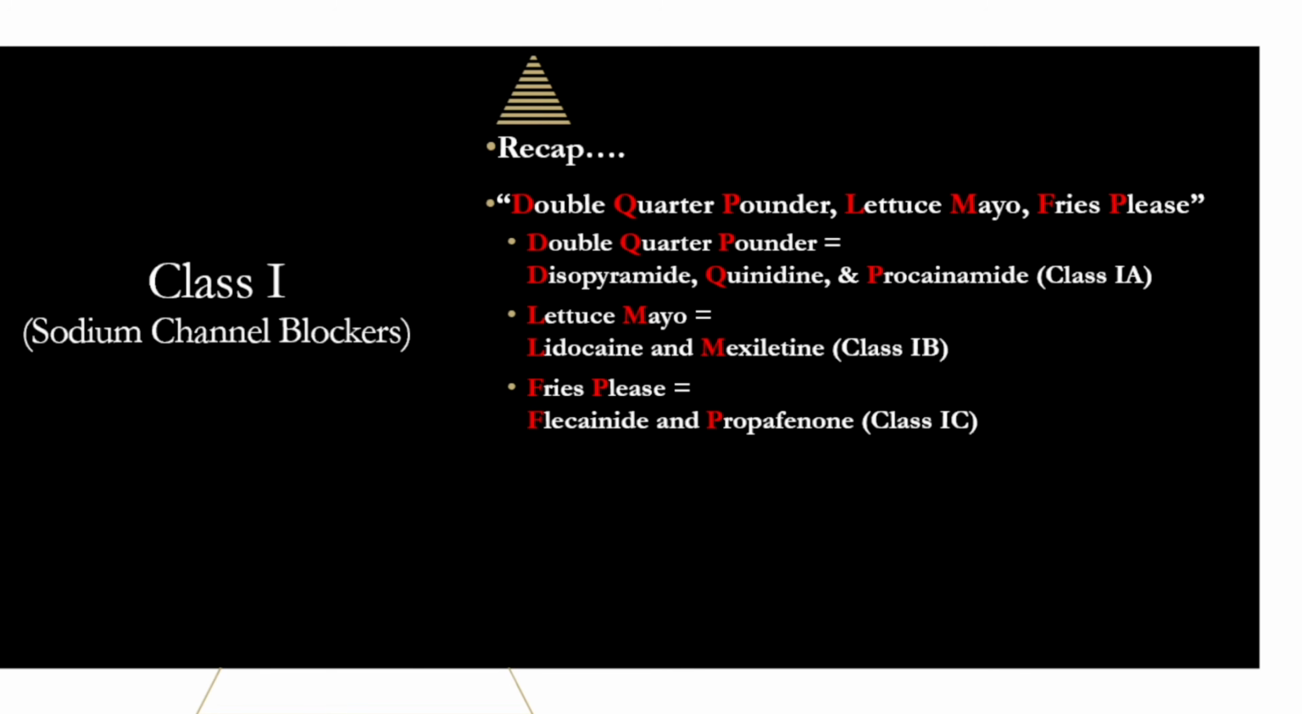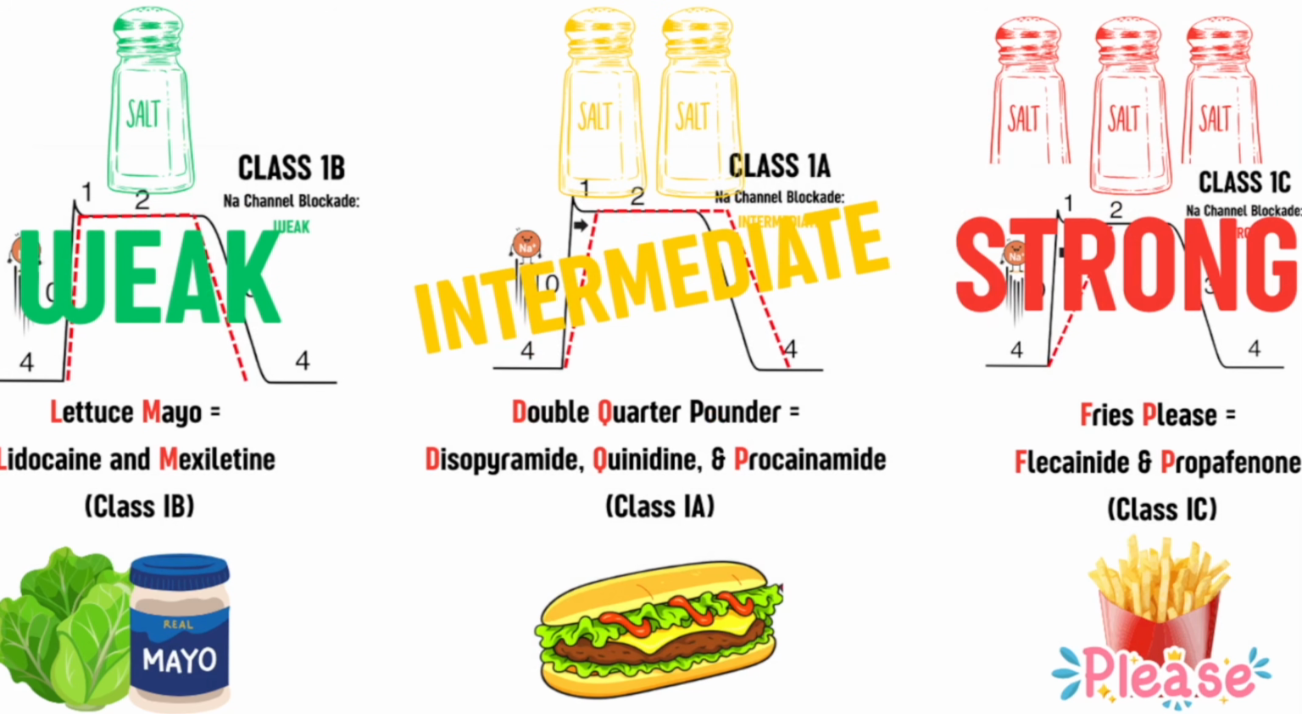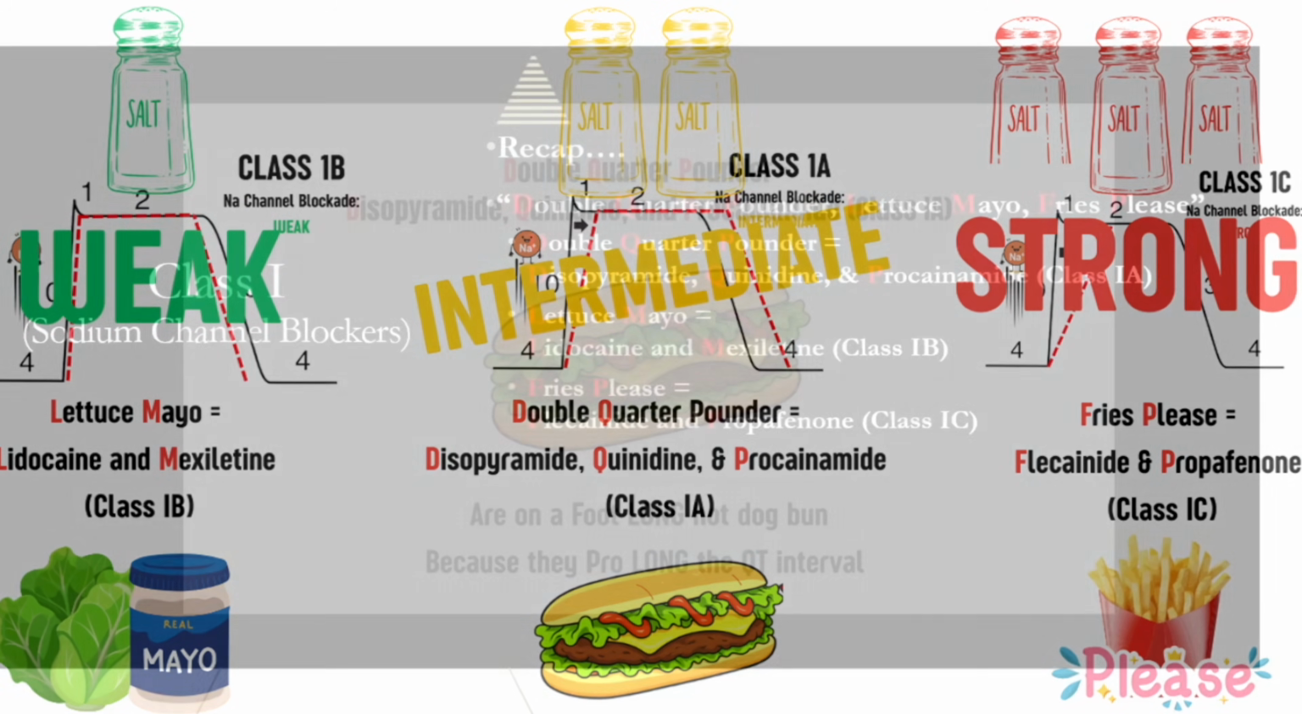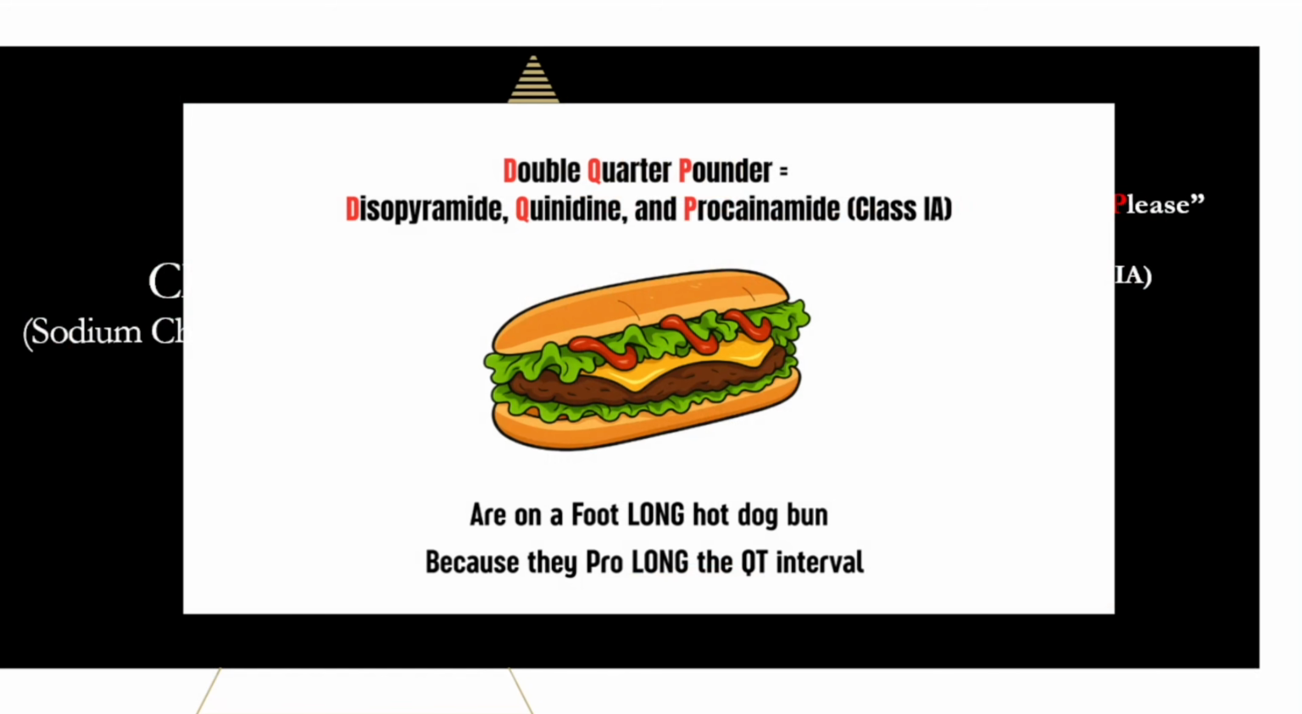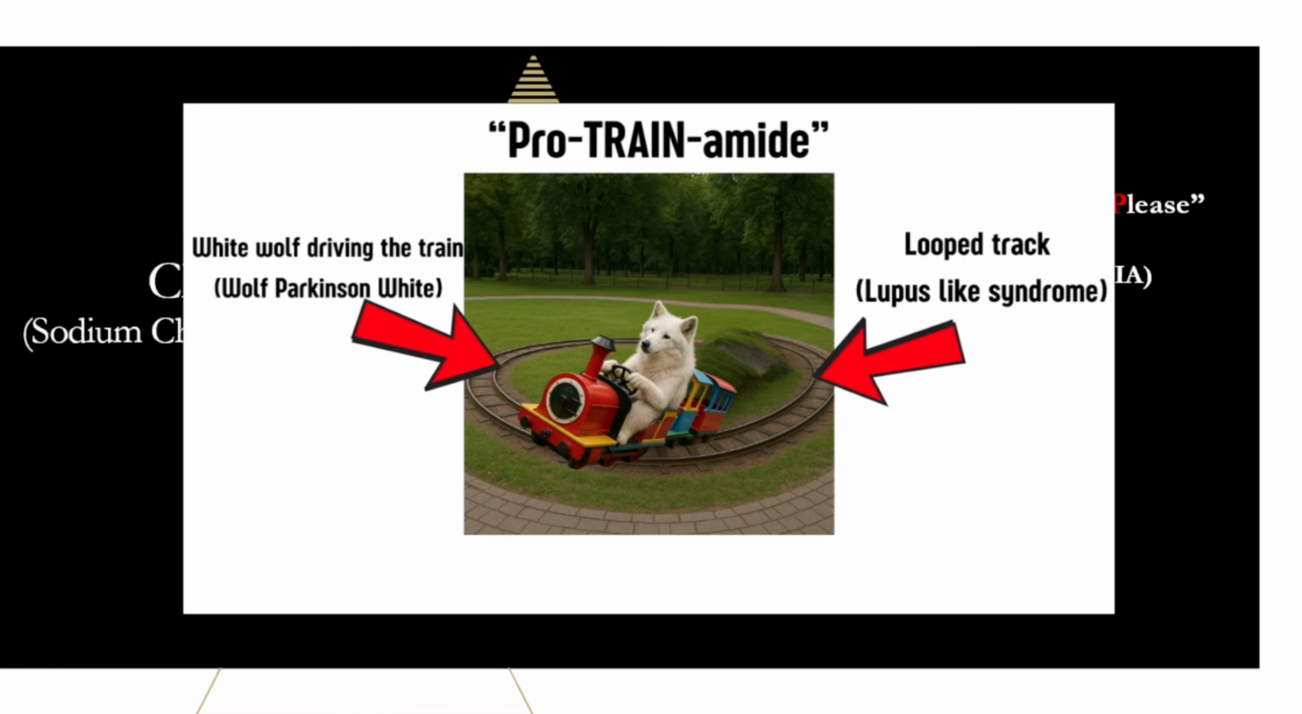These drugs slow down the influx of sodium during phase 0, and remember, the more salt in the food, the more it blocks sodium channels. Remember, your double quarter pounder is on a foot-long hot dog bun to help you remember your class 1A drugs can prolong the QT interval, torsades, etc. Remember, quinidine can cause cinchonism. Procainamide, aka pro-train-amide, remember your white wolf driving the train on a loop track, Wolff-Parkinson-White, and lupus.